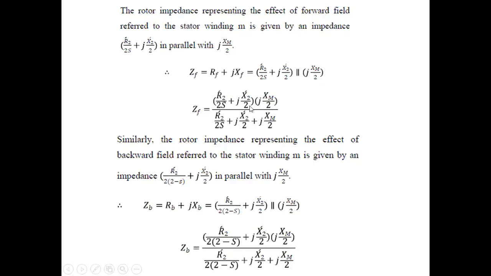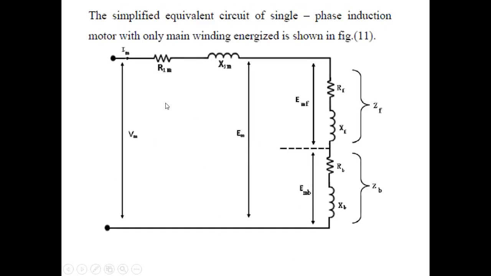So this is parallel to this, or equivalent to this. Similarly, the rotor impedance representing the effect of the backward field referred to the starter winding will also be given as ZB equals this, or this parallel to this, and we get the equation for ZB. So we have ZF and ZB. The simplified equivalent circuit of a single-phase induction motor with only one main winding energized is given as this. It is important to note the last statement, with only one main winding energized.